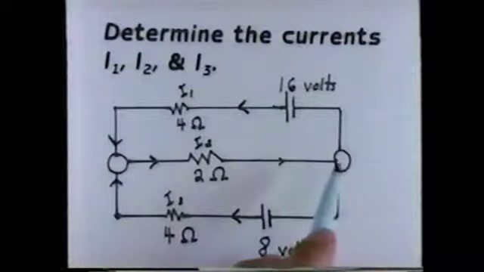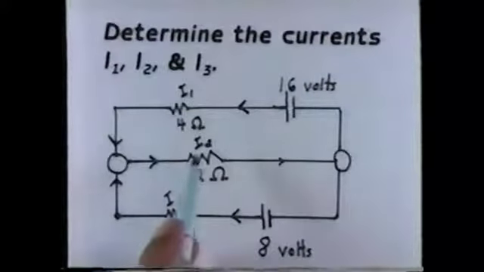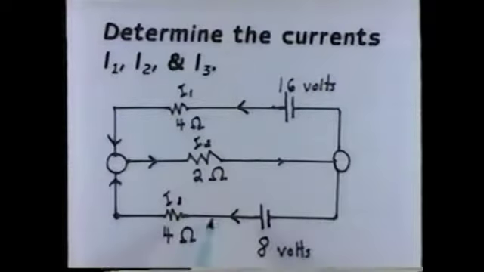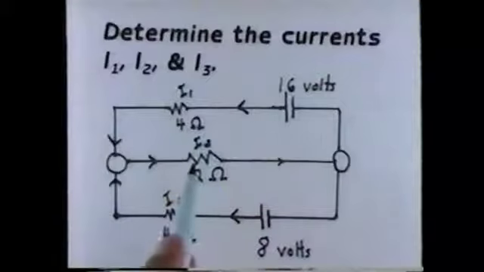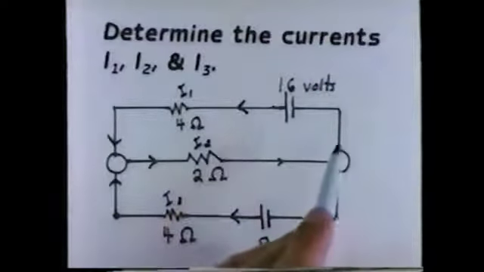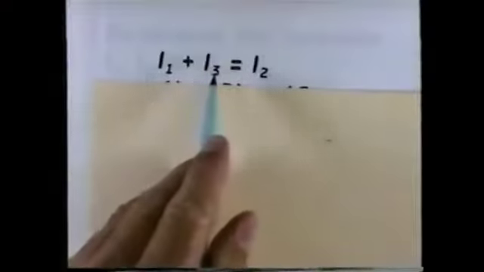Now if you say, well, what about the other junction? How do I know I shouldn't consider this one? Well, what goes into this one? I2 goes in. What comes out? I3 and I1. So again, I2 equals I1 plus I3. So either way you get the same equation. So one equation is I1 plus I3 is equal to I2.